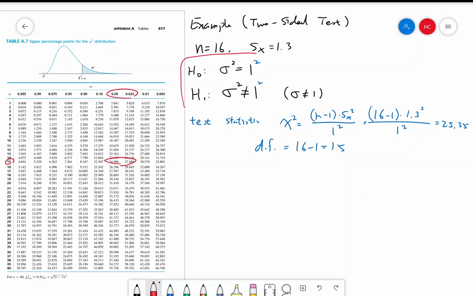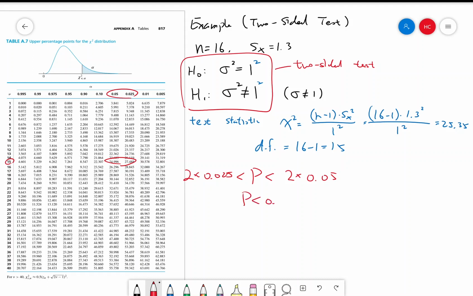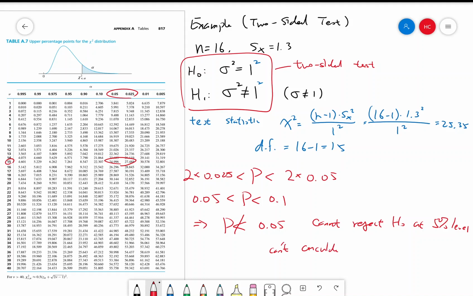But notice that this is a two-sided test. So P is between these two numbers times 2. So that means P is between 0.1 and 0.05. Because P is not less than 0.05, we cannot reject H naught at the 5% level. So we can't conclude anything.